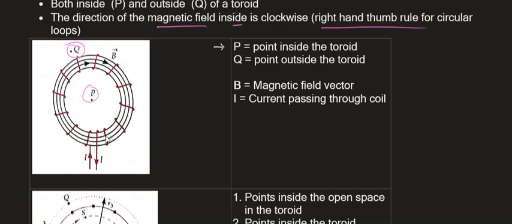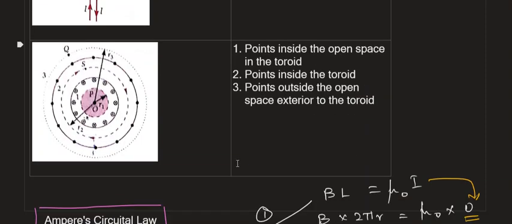So let us call the points inside the open space 1, then the points inside the toroid, that is in between the coil, 2, and then the points outside in the open space 3. We'll be discussing the magnetic field influence on these sets of points 1, 2, 3.